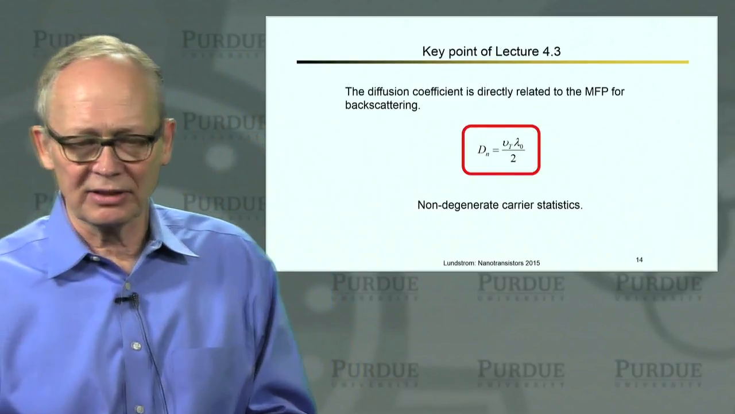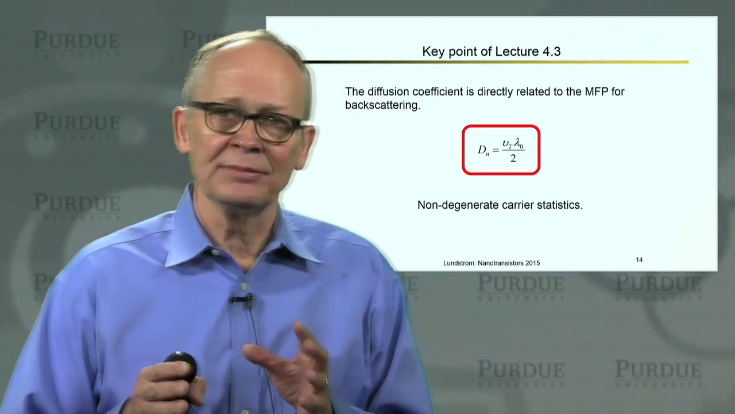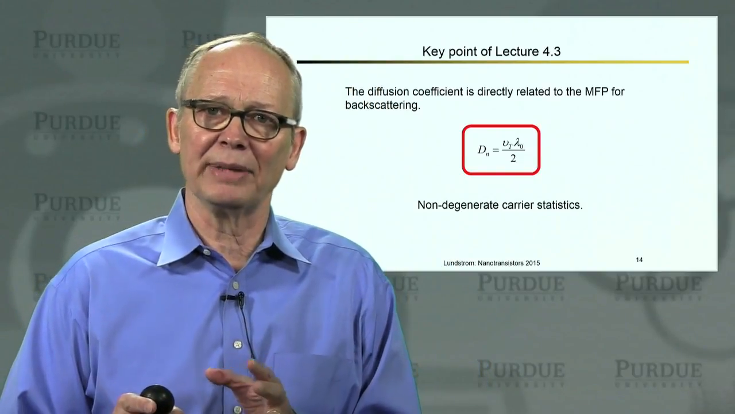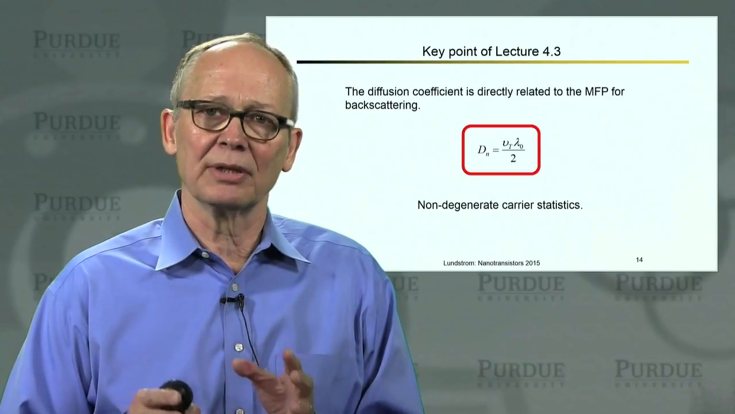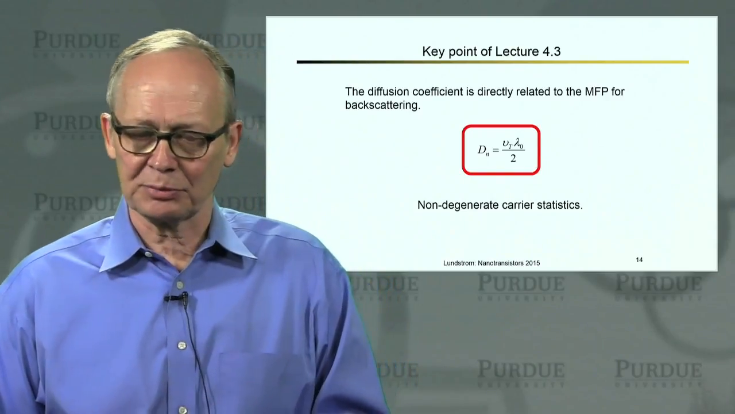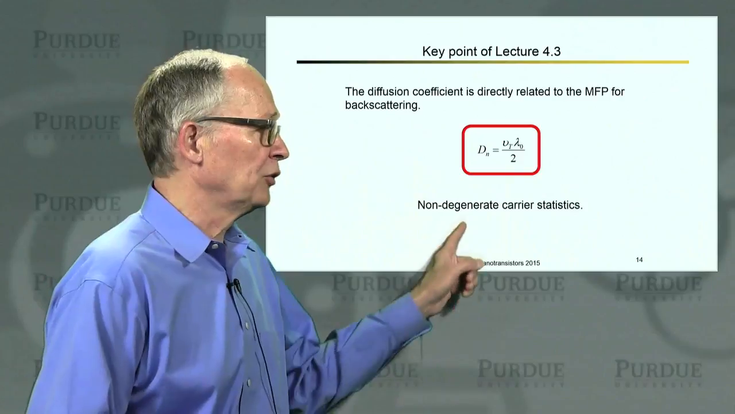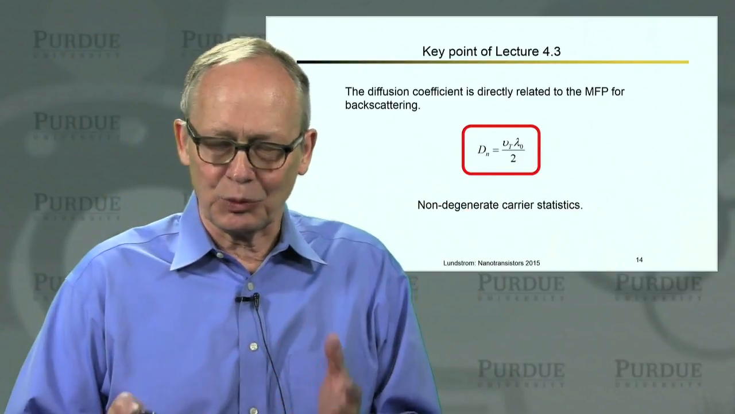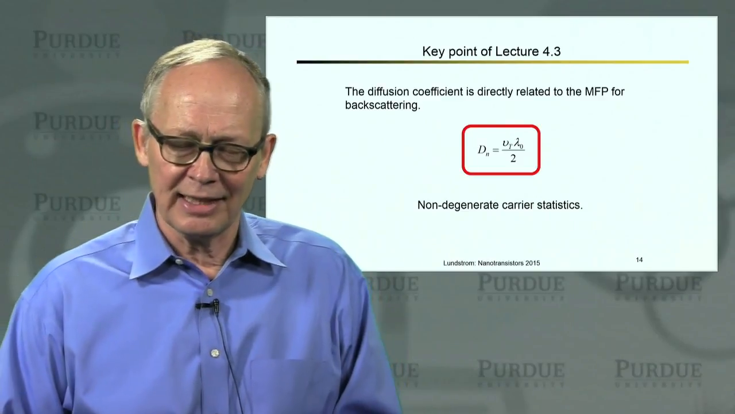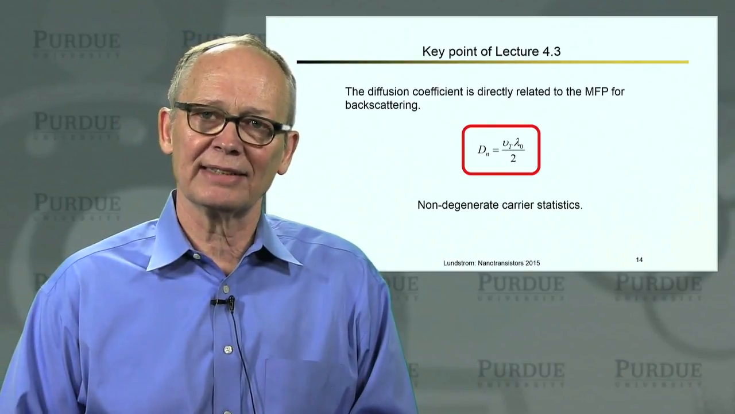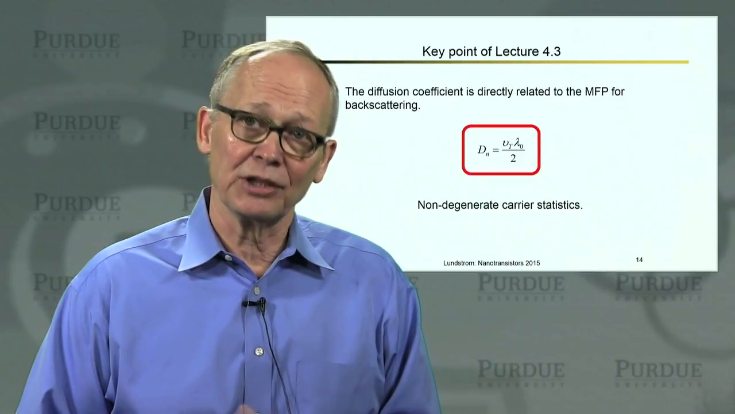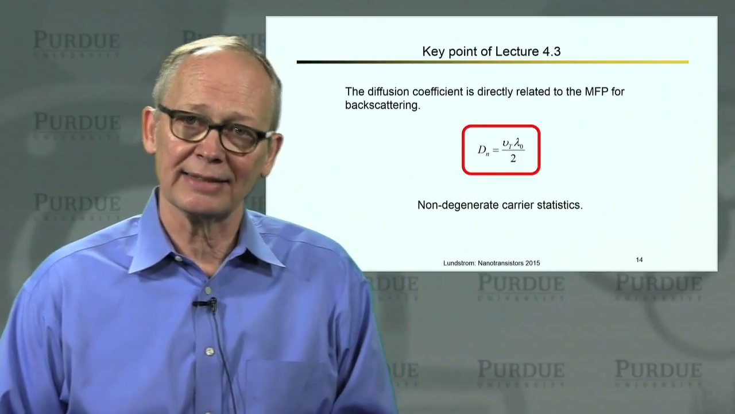So the key point of this lecture is that we can use the diffusion coefficient to estimate the mean free path for backscattering because the two are very simply related by this simple expression that we've developed here. We've assumed non-degenerate carrier statistics. It's straightforward, although a little bit tedious, to generalize this to Fermi-Dirac statistics; we'll just get some ratios of Fermi-Dirac integrals. I'll refer you to the lecture notes if you want to see how that's done.